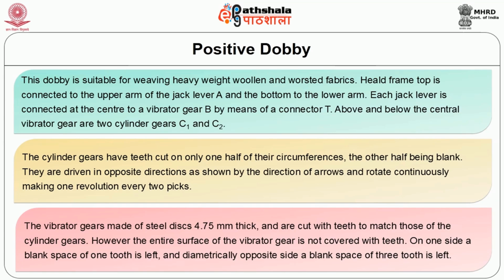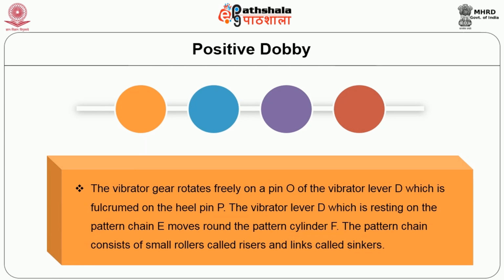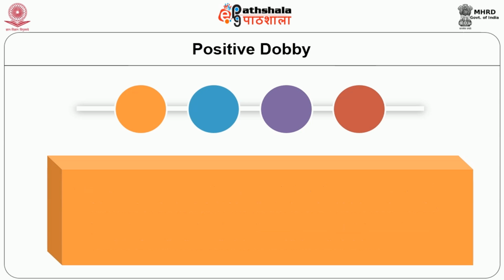However, the entire surface of the vibrator gear is not covered with teeth. On one side, a blank space of 1 tooth is left, and on the diametrically opposite side, a blank space of 3 teeth is left. The vibrator gear rotates freely on a pin named O of the vibrator lever D, which is fulcrumed on the heel pin P. The vibrator lever D, which is resting on the pattern chain E, moves around the pattern cylinder F. The pattern chain consists of small rollers called raisers and links called sinkers.